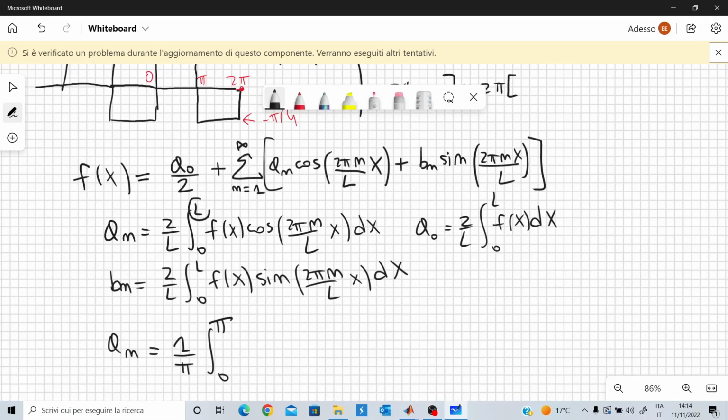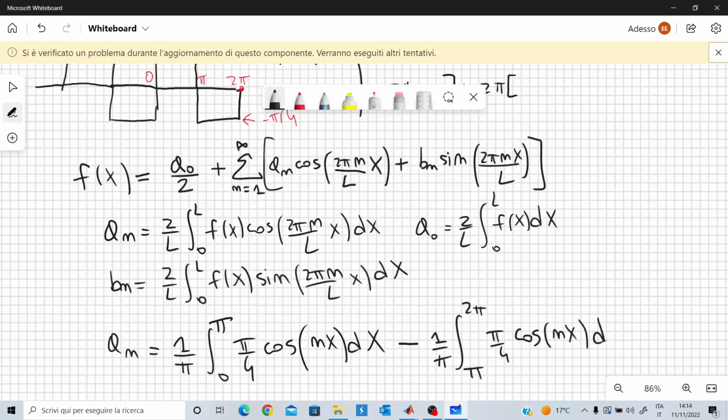So in this case, L is equal to 2 pi, but we can split the integral between 0 and pi and pi to 2 pi, because f of x is equal to pi over 4 if x is between 0 and pi, so we can put pi over 4 here, cosine of nx dx, and then we get minus 1 over pi, integral from pi to 2 pi, pi over 4, cosine of nx dx. Now it's very easy to calculate these integrals.